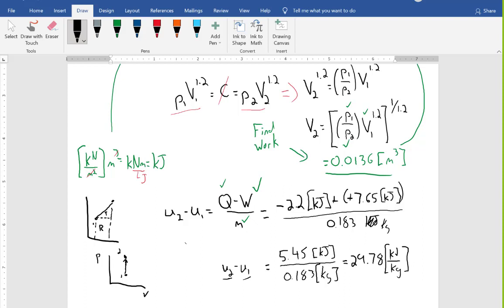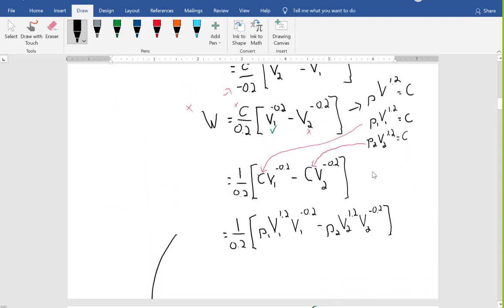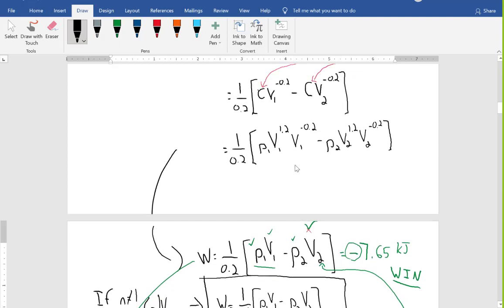I have a question. How did you go from having PV to the power of negative 0.2 times this part here? The one right under the ones with the red arrows. How did you go from having two V1s and two V2s? So I just multiplied these together, right? So x to the power of 5 times x to the power of negative 1 is x to the power of 5 minus 1, right? So you add these exponents together. So V1 to the 1.2.